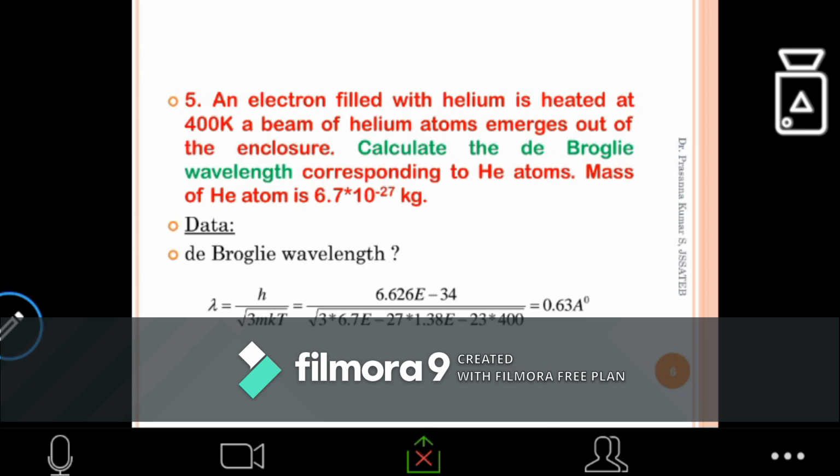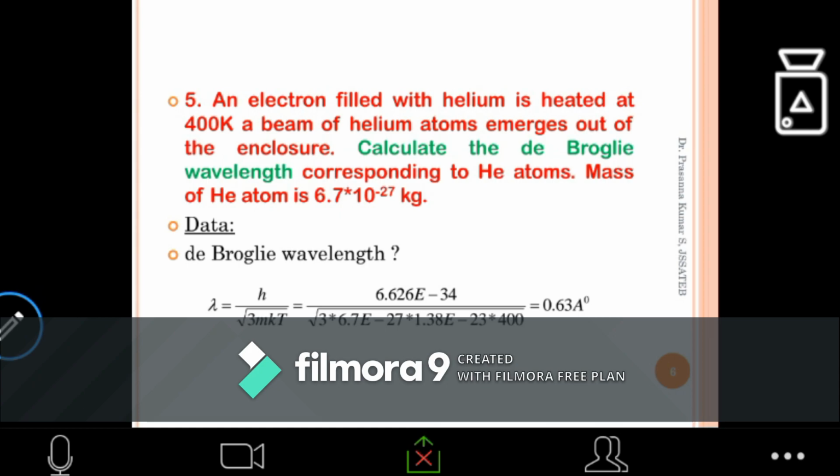Here the kinetic theory of gases is considered, where the energy of these helium atoms is given by 3/2 kT. You can note down the energy of the helium atoms in the kinetic theory of gases. The energy of these gas molecules is given by E = 3/2 kT, where k is the Boltzmann constant and T is the temperature.